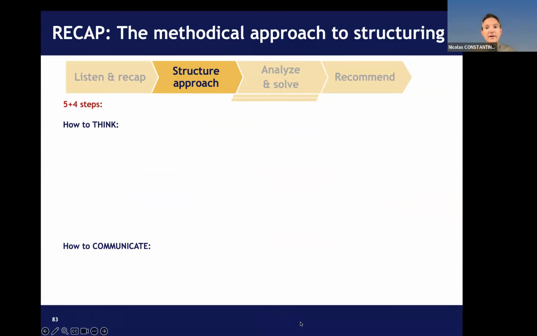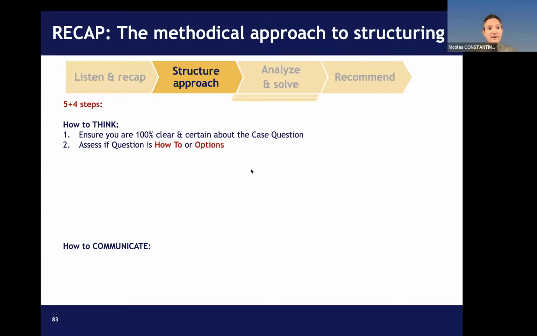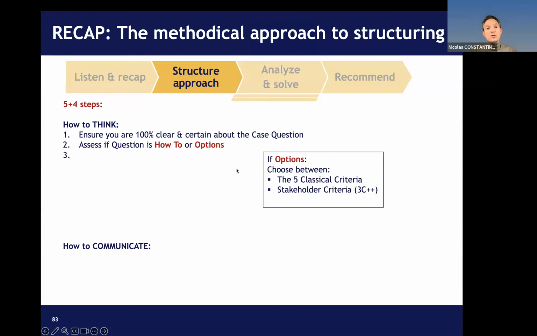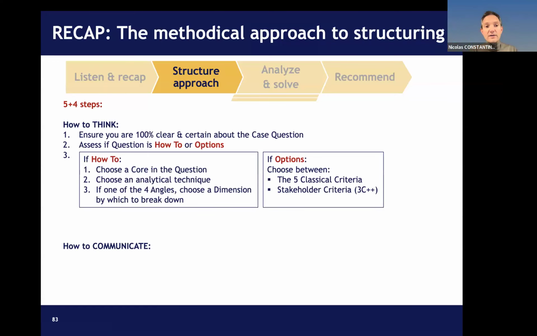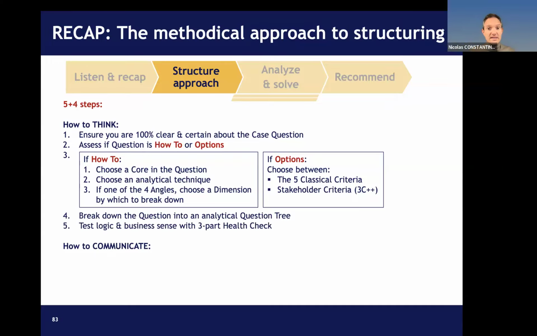What if we go back to the 5+4 method that we've talked about? What it comes down to is the following. Ensure that you're 100% clear about the case question. Then assess: is the question a how-to or an options question? If it's an options question, choose between the 5 classical criteria or the stakeholder criteria, the 3 C's plus, usually for a product-focused game case. If it's a how-to, identify one of the cores in the question, choose one of the techniques, so one of the 4 angles or opposite words or factoring. And if it's one of the 4 angles, choose the dimension, the logic by which you're going to break it down. Do the breakdown and then test it with a 3-part health check.